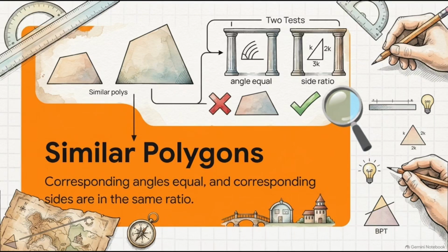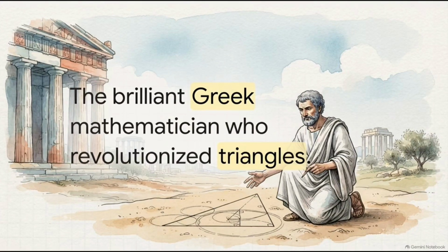Condition 2, all of their corresponding sides must be in the exact same ratio or proportion. If either of these conditions is missing, well, they're just non-similar shapes. You absolutely need both of them for true similarity. Which actually brings us to a true legend in the history of mathematics.